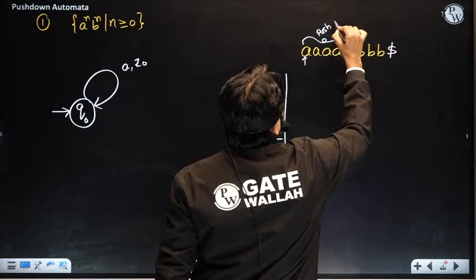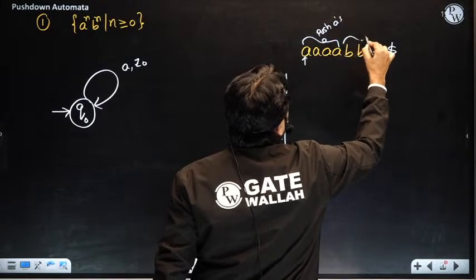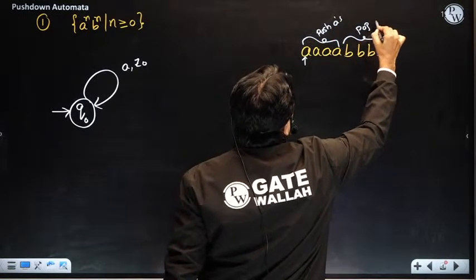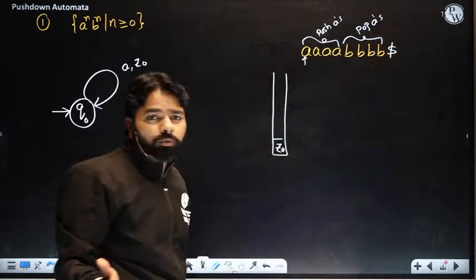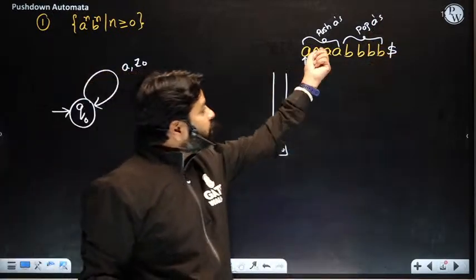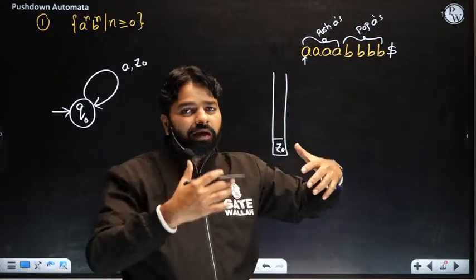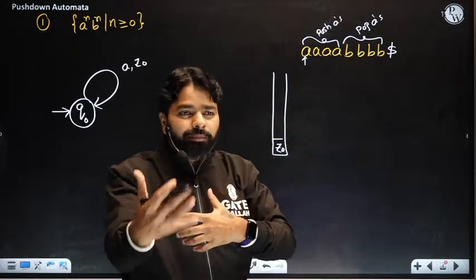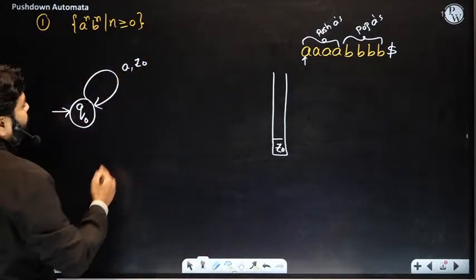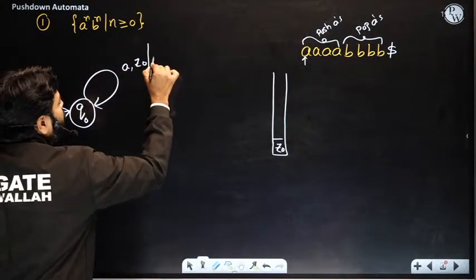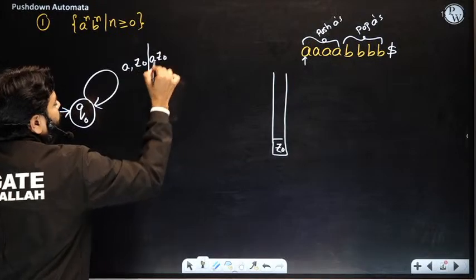At this point we push A's, and from here to here we pop A's. But how many A's do you want to push, and how many A's do you want to pop? Here I am pushing 1 A and I am popping 1 A, because I want to cancel 1 A with 1 B. If there are 100 A's, I want to cancel 100 B's. I want to compare them. So for A comma Z0, I am going to push, so A Z0.